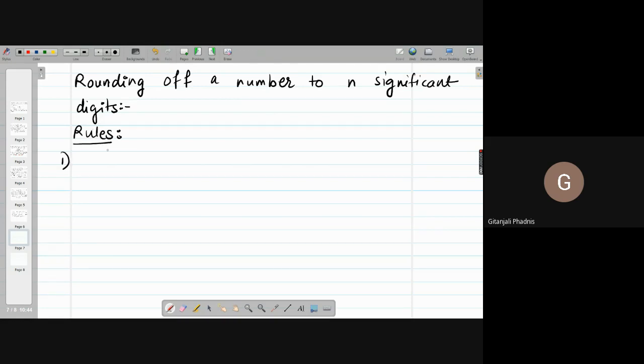So first one, discard all the digits to the right of the nth digit.